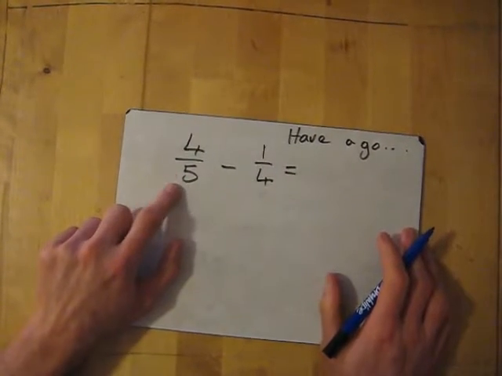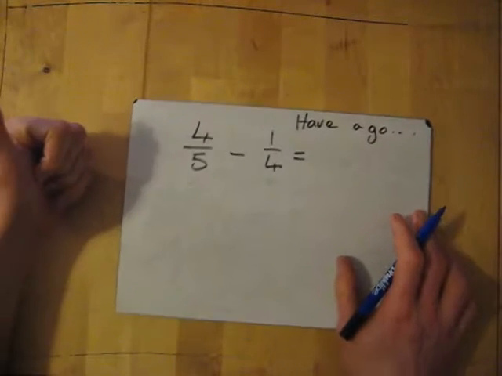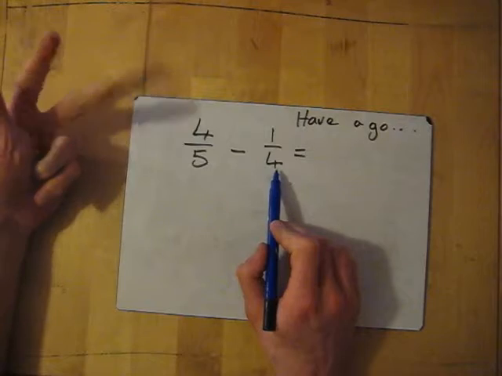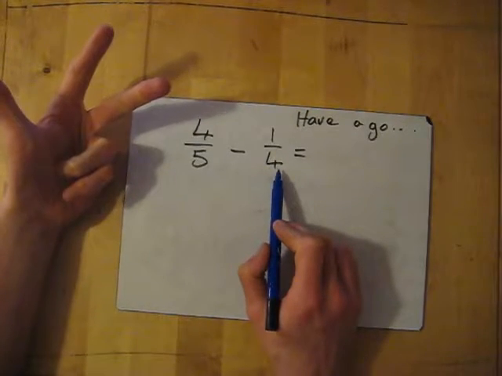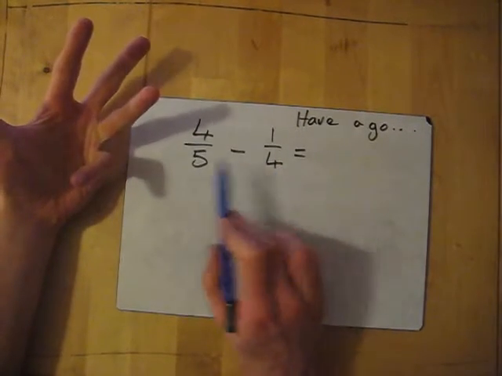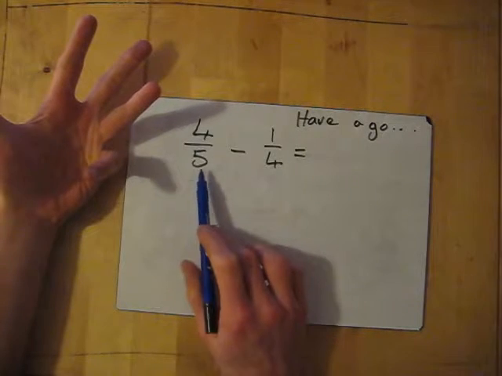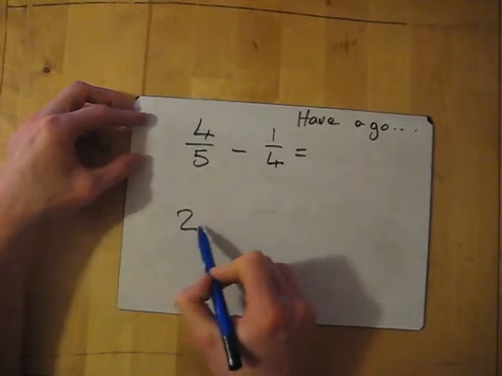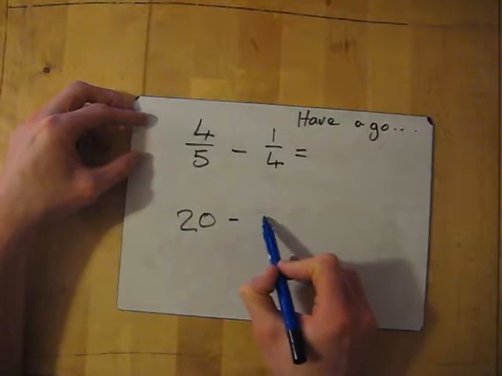So we'll concentrate on 5. So 5 times 5 doesn't work for 4. 10 doesn't work for 4. 15, still not working for 4. 20, now we've got our common denominator. We've got 20 works for 5, 20 works for 4. So we're going to change them both into 20ths.